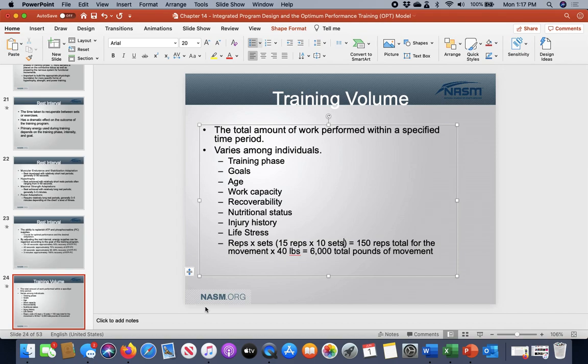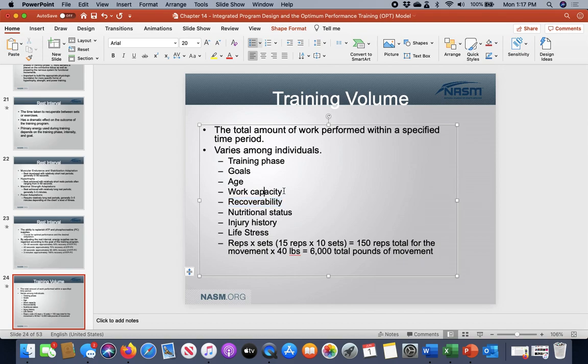Okay, but that's volume. It does vary per individual. It varies for a lot of reasons that are very specific to the goals and what you're trying to achieve as the person doing it. Well, the training phase definitely makes a difference. We said goals, age. As you get older, the amount of volume should be dictated by your age to make sure that you're not overstepping and then you can't recover, which is recoverability.